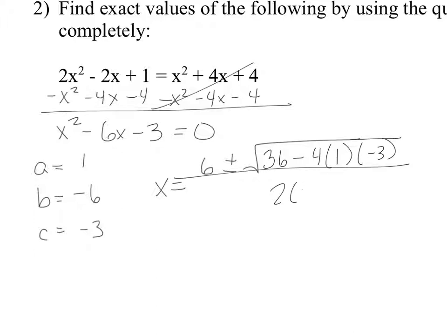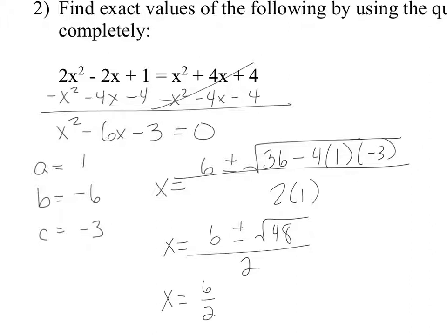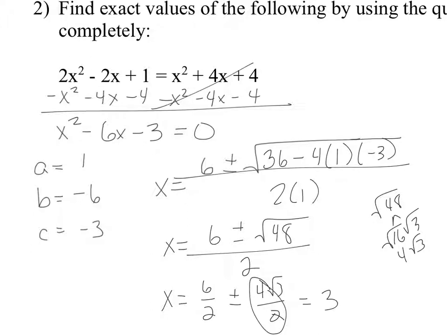For 4ac, all over 2a, and then we just figure out what our numbers are. This is 48 over 2. Then we reduce. So x equals 6 over 2 plus or minus. I'm going to reduce that 48. It's 16 and 3. So it's 4 radical 3 over 2. So the first two numbers reduce to 3, and the outside numbers here can be reduced to 2. And there's two answers right there, 3 plus 2 radical 3 and 3 minus 2 radical 3.